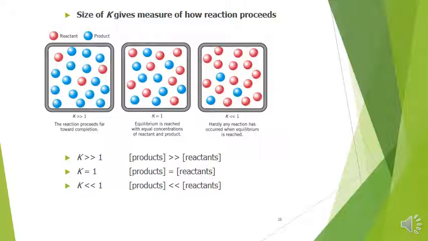All right, and this is K much greater than 1. If you have a big positive exponent, that means more product, it favors product. And if you have a negative exponent, there's more reactant. And then you can have equal, which you don't get very much, but you can.